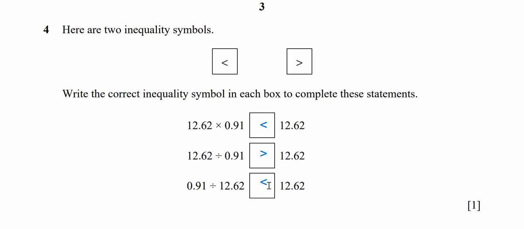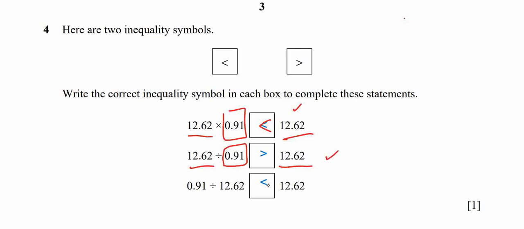Here's how it works. 12.62 in here is the same on the left and on the right. And when we times with something less than 1, of course, the product will be smaller than the original number. That's how we got smaller than in here. Next, 12.62 and 12.62. When we divide it by something smaller than 1, the answer will be greater than the number itself. So that will be the idea.